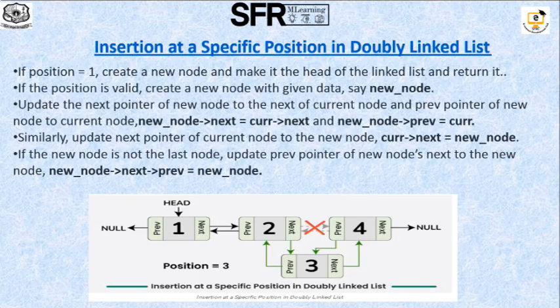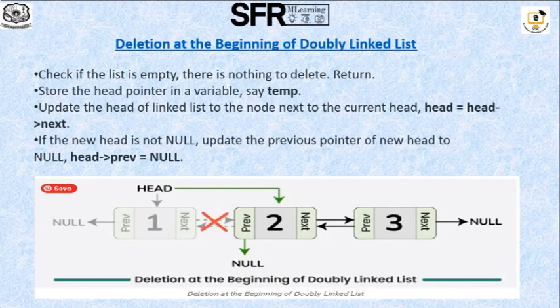So these are the 3 methods of inserting: at the beginning, at the ending, or at any specific position. Next we are going to see the delete operations. Deleting is also the same process: we can delete at the beginning, or we can delete the data at the ending, or we can delete a node in between, at any specific position. These operations also include some steps.